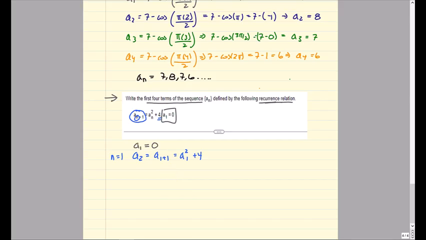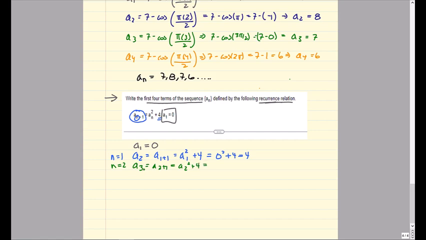Okay, so if we write this out, a sub 1 was 0, so I get 0 squared plus 4 is 4. My next term, we'd look at n equal 2, which would be a sub 3, because I have a sub 2 plus 1, which would be a sub 2 squared plus 4.